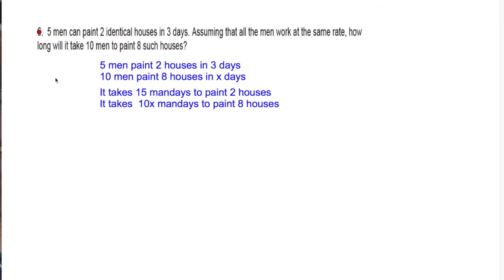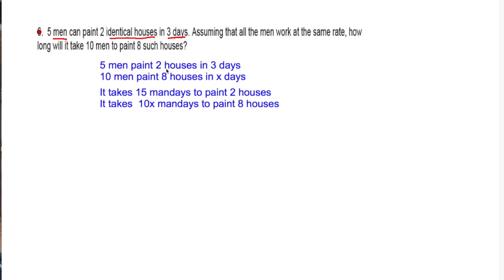In this example, we have 3 items. We have the number of men, number of houses, and number of days. To solve this kind of problems, we need to combine the men and the days. We begin by writing out the information.